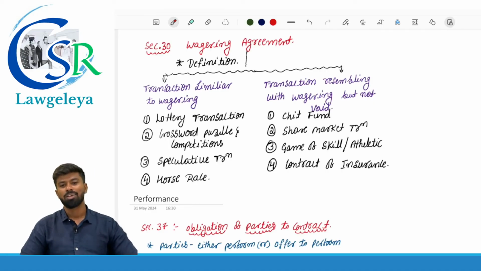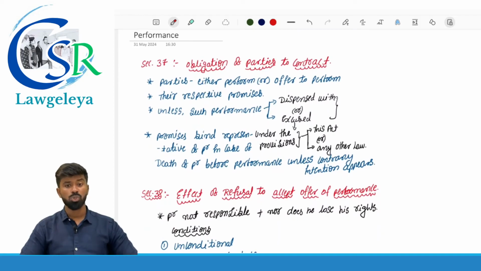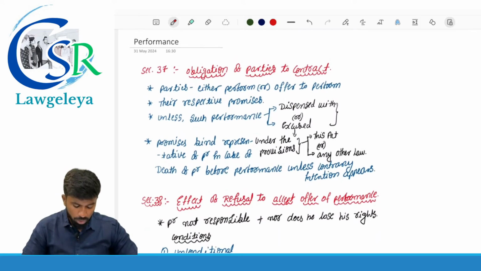Next one, game of skill and athletic competitions to the extent of 1,000 rupees prize money, valid. Next one, contract of insurance is also valid. Section number 30. Next section, number 37 onwards, starts performance of contract.